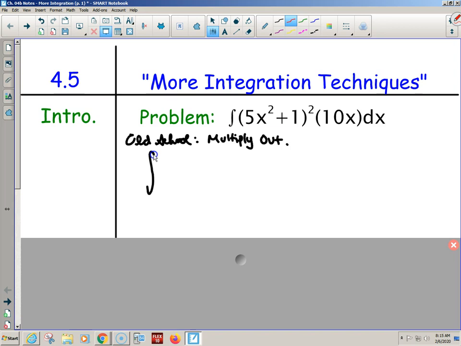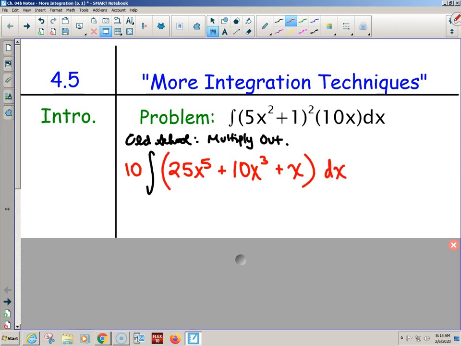Well, I guess that 10 we could technically pull out and not even deal with. That'd be nice. I'm going to end up with 25x to the 5th, I believe. And then plus, here's the 5x squared is 10x squared, 10x cubed would be the next term. Or you might have gotten 100x cubed, or 250x to the 5th if you kept that 10 in there. And then we have a plus 1 times an x, or it could have been a 10x.